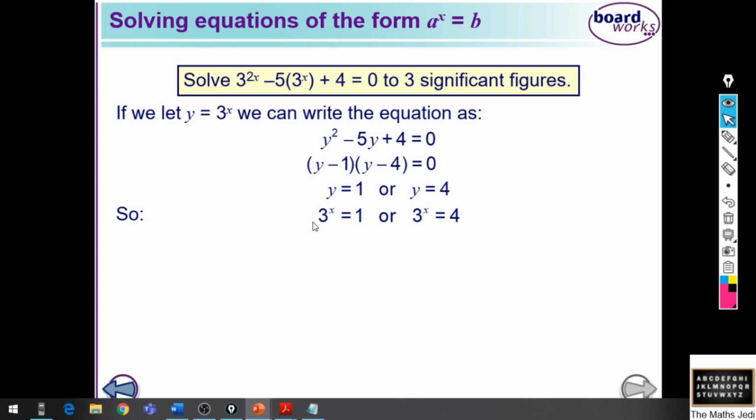This one on the left is very easy because anything to the power of 0 is 1. This one here is not as straightforward, so we need to use logarithms to nail these values.